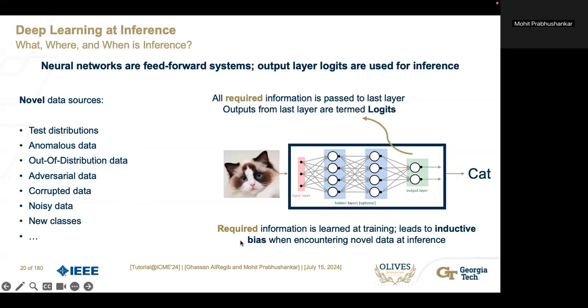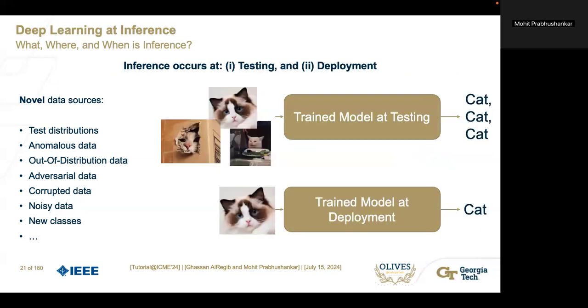So essentially what this means is that the required information is learned at training, but it leads to this inductive bias at testing. And by inductive bias, I mean that any kind of patterns that has been used via training is going to be used at testing as well. It's a property of neural networks where we can feed in this kind of data in order to construct the inductive bias, but in some cases it might not be beneficial, especially in this novel data scenario.